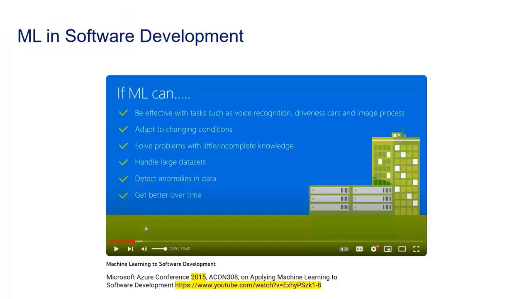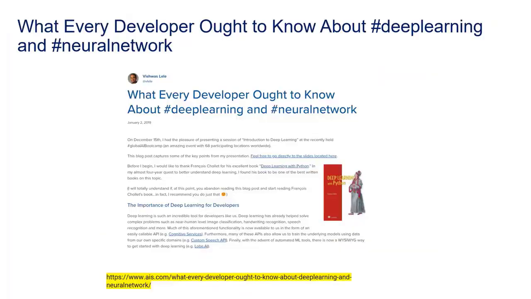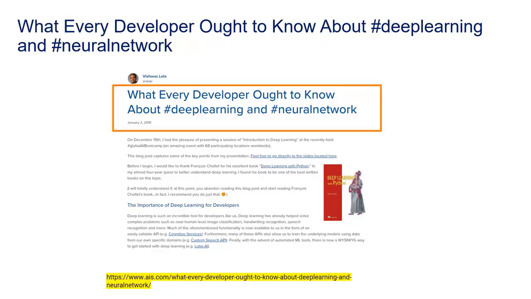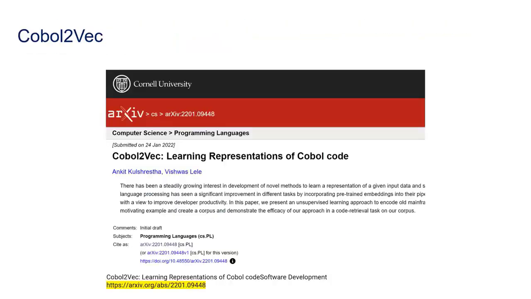This led me to think about deep neural networks as an important building block that we as developers needed to understand. And some people have called deep neural networks software 2.0. This also led me to work on a paper with Ankit, where we looked at a small language model. And this paper was written in 2021 and 2022.